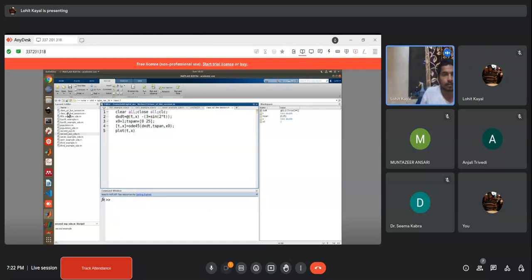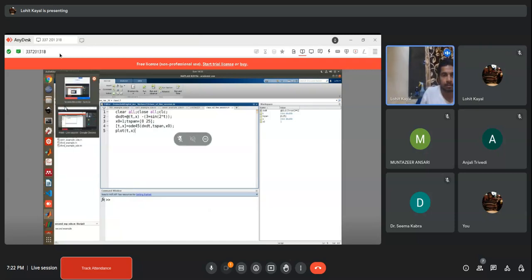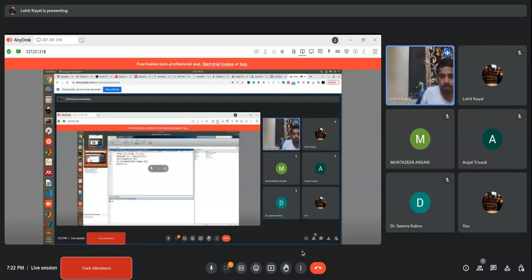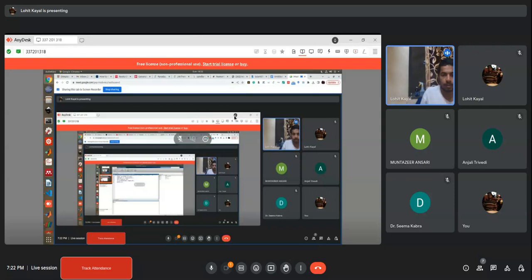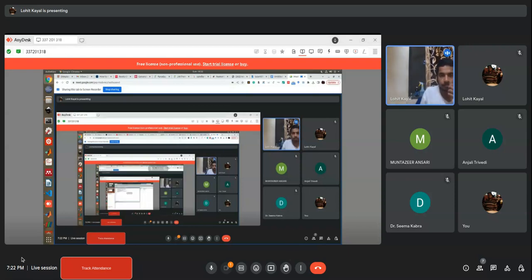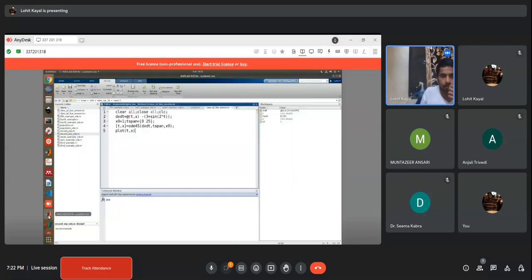So previously the Matlab screen was not recording. Now I have changed it. Okay, now it should do. Let's move on to the next example. So what does the next example say?